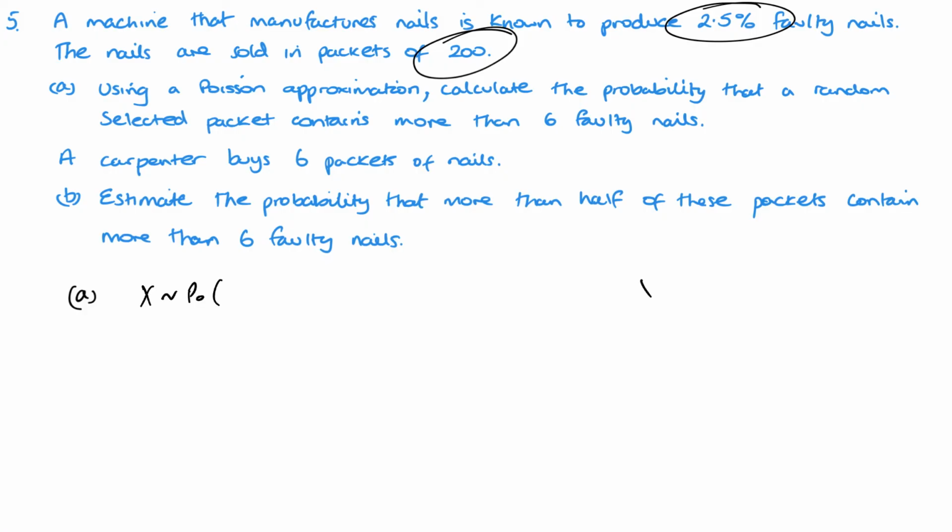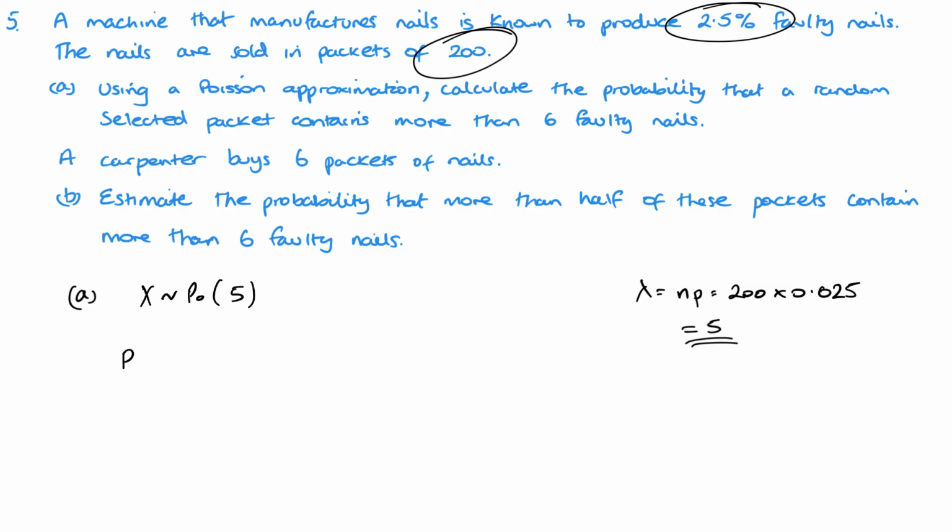So we want to find lambda. Lambda is n times p. So it's 200 times 0.025. And that should give me 5. I'll just double check in my calculator. Yep, just double check in my mental maths there. So we've got lambda is 5.